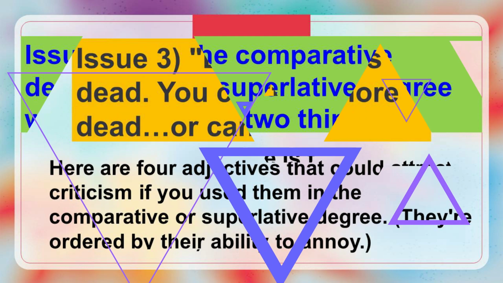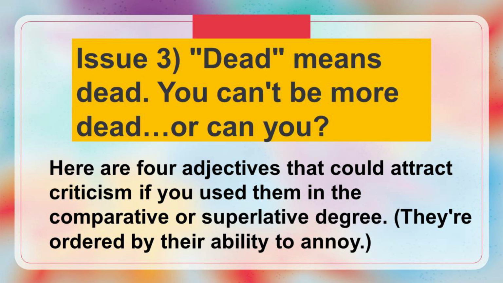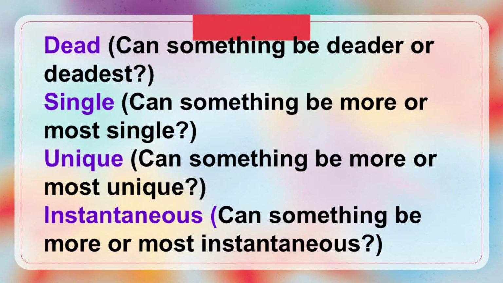Error number 3. Dead means dead. You can't be more dead, or can you? Arguably, there are adjectives that should not have comparative or superlative forms because their meanings already express the qualities to the highest possible degree. Here are 4 adjectives that could attract criticism if you use them in comparative or superlative degree. So, this is all about facts, formation and errors.